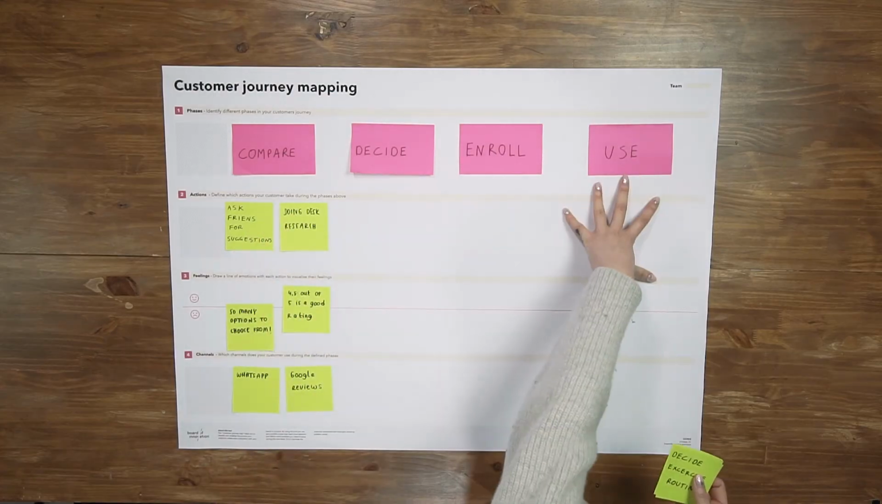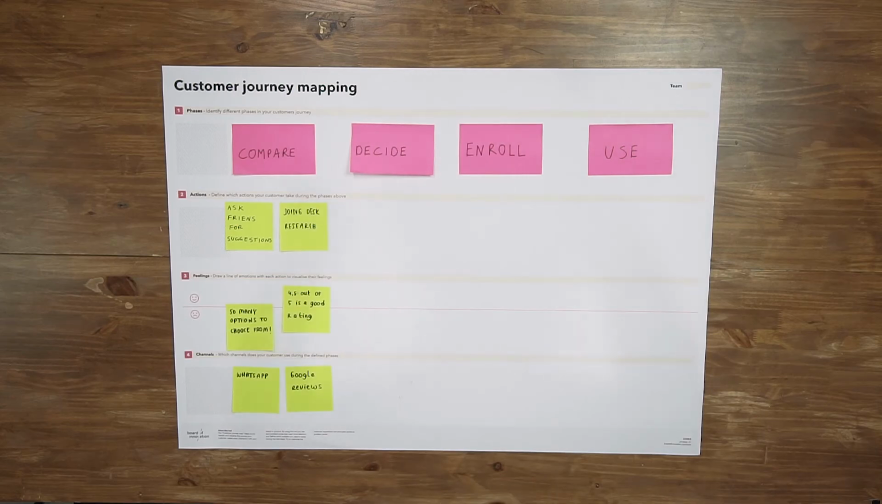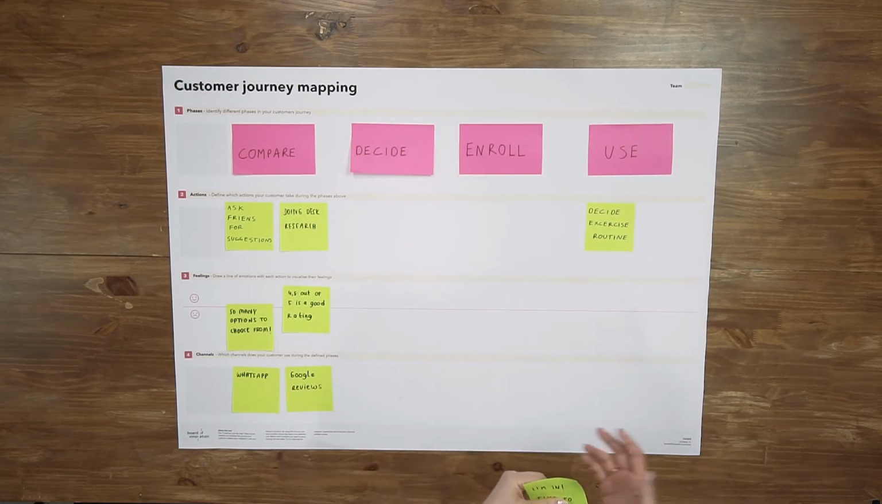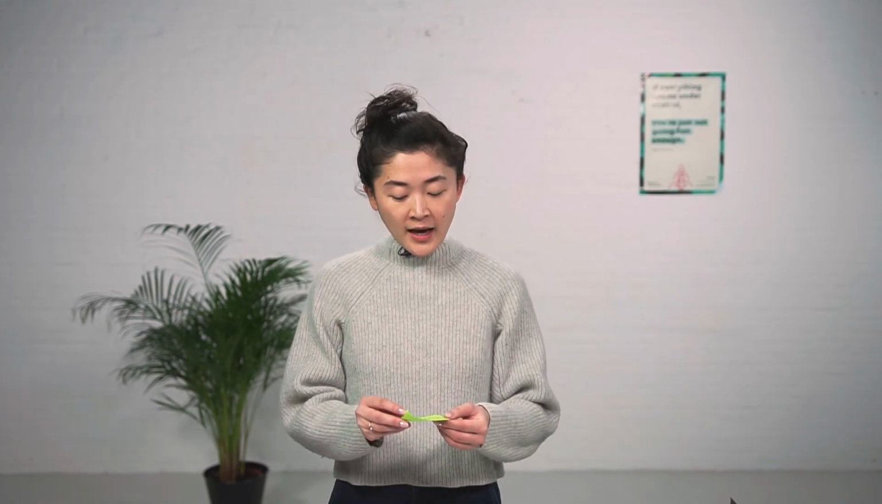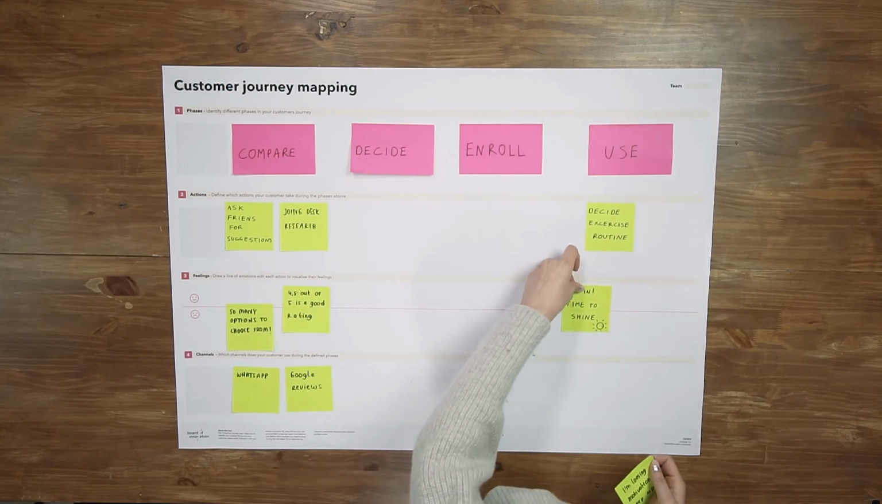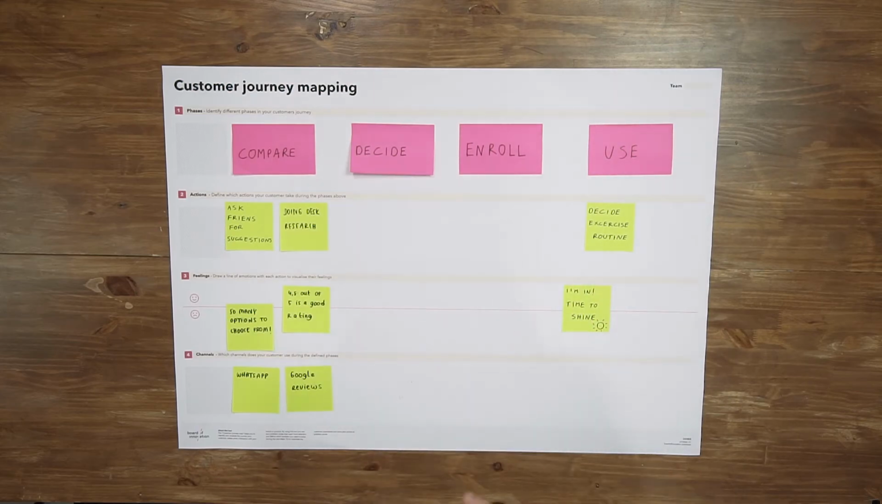Let's move on to the using phase. So once they have enrolled and they're actually part of the gym, let's say one of the activities that they have to do is to decide, perhaps together with a PT, on an exercise routine that they would like to follow up on or try out. Especially for the first usage, there is often a sense of excitement and joy that they're actually in there and they want to give the most that they can.